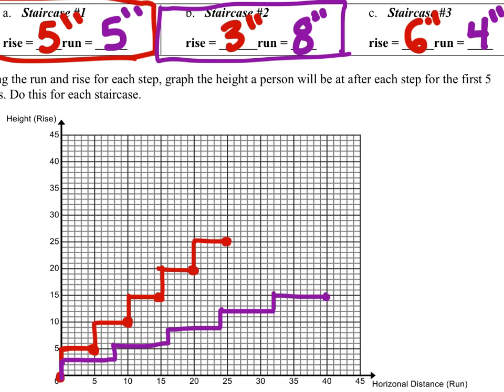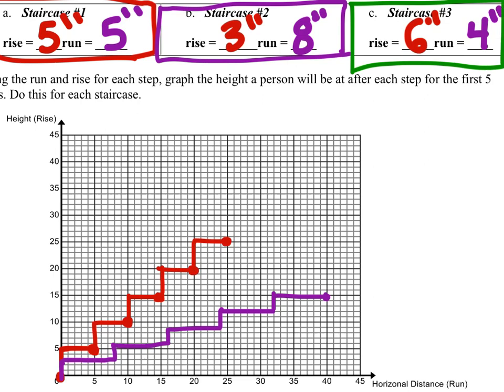So looking at this graph, which of the staircases is the steepest that we've graphed? Staircase 1 in red, the steepest of them all. Okay, now we're going to do staircase 3 in green.